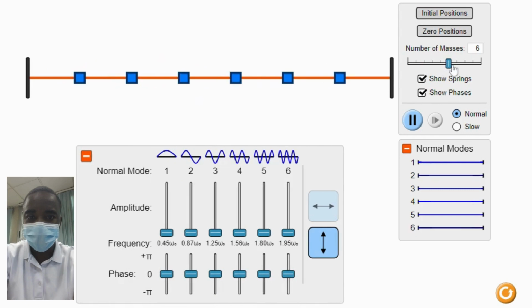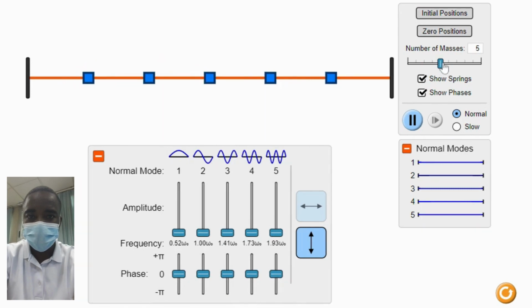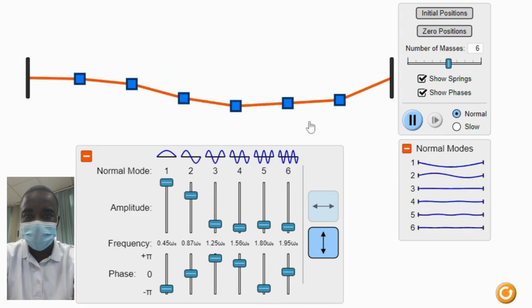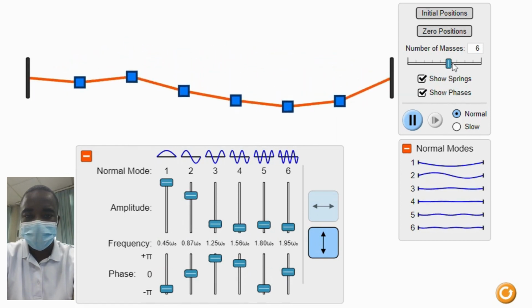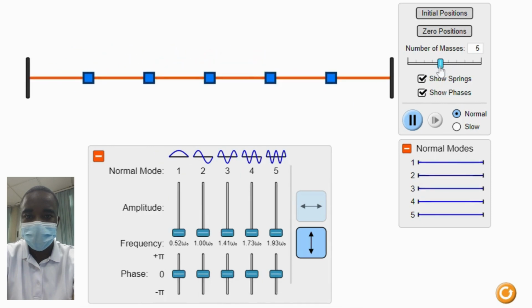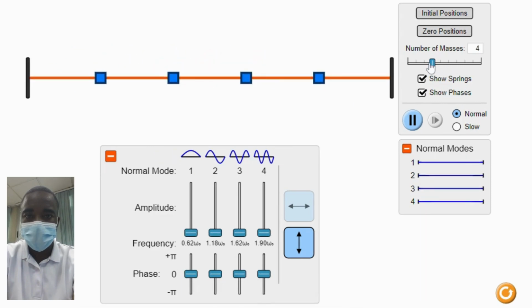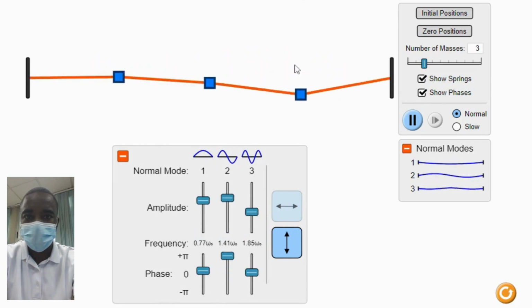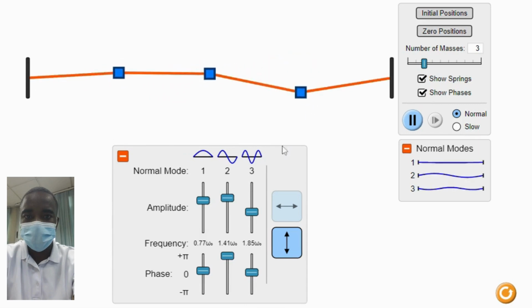In this virtual simulation, we will define what a normal mode is, discuss the properties of frequency, amplitude, and phase associated with it, and explain why different normal modes have different frequencies and why higher numbered modes have higher frequencies. First, let us define what a normal mode is.